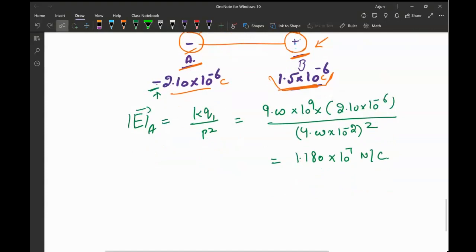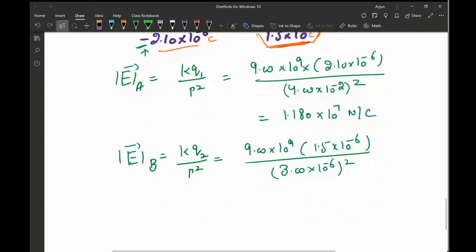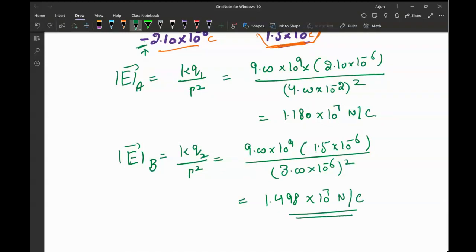Then after this, I'll find EB. The EB value, again, will be KQ2 divided by R squared. So this will be 9.00 times 10 raised to the power 9 multiplied by 1.5 times 10 raised to the power negative 6, divided by 3.00 times 10 raised to the power negative 6, and then I will square it. And that's going to give me the number 1.498 times 10 raised to the power 7 Newton per coulomb. So we got the value of EB.